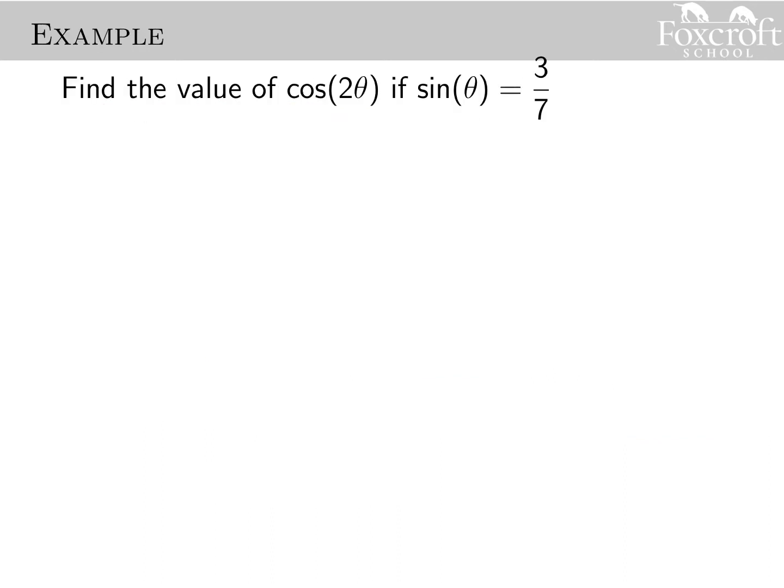So our first example: find the value of cosine of 2 theta if sine of theta equals 3 over 7. Whenever you're doing a problem where you're finding cosine of 2 theta, you actually have options. There are 3 different options we had on that last slide. Generally, one of them is going to be the least amount of steps. You can always end up using any of them, but they might be more steps. For instance, we have the formula that looked like this.